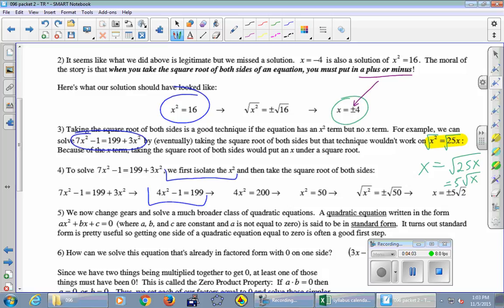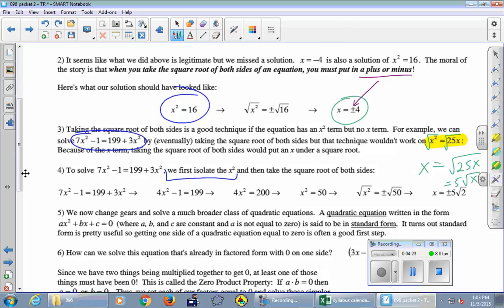Again, the goal is to isolate the x squared. I still need to move the 4 and the negative 1, which goes first? Which one needs to move first? Negative 1 needs to get added to both sides. So that gives 4x squared equals 200. And then how do we move the 4?